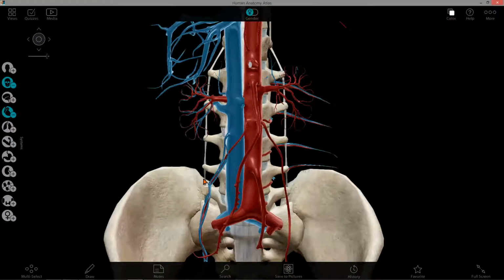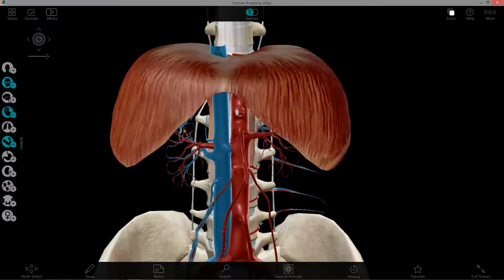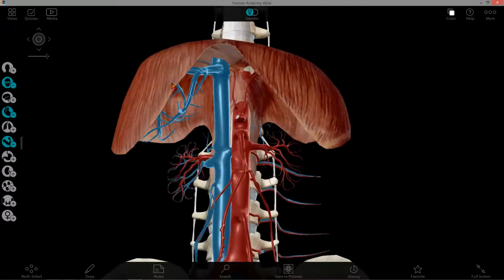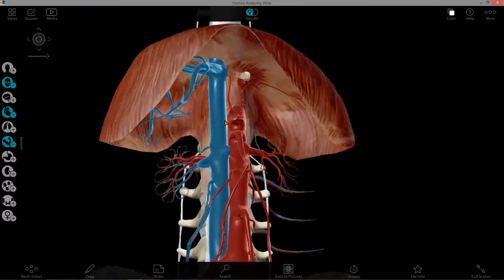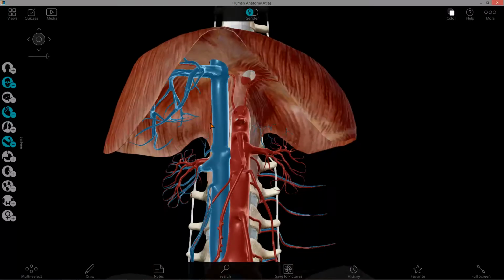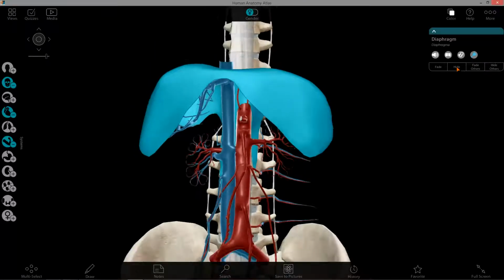So the aorta and the inferior vena cava lie retroperitoneally, and if I add the diaphragm, you can see that they enter the abdomen, so this being superiorly the thorax, inferiorly the abdomen. They enter the abdomen at levels of approximately T12 for the aorta, and T8 for the inferior vena cava, whereas this final hole right here is approximately the level of T10, and that would be the entrance of the esophagus into the abdomen. I'm just going to hide the diaphragm again.